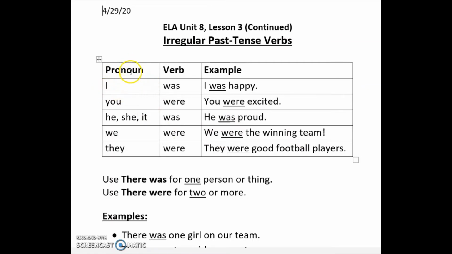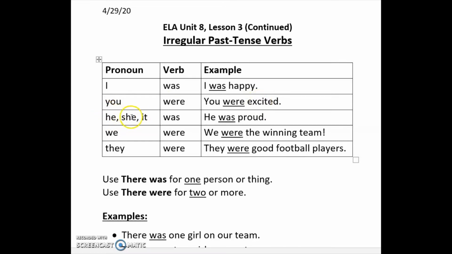A pronoun is a word that takes the place of a noun. Remember, the noun is a person, a place, a thing. So a pronoun is a word that takes the place of a noun. Pronoun, verb, that's action, and example. I was. I was happy. You were. You were excited.